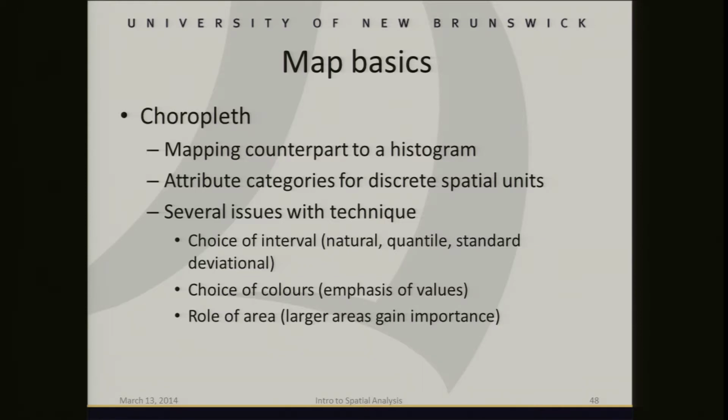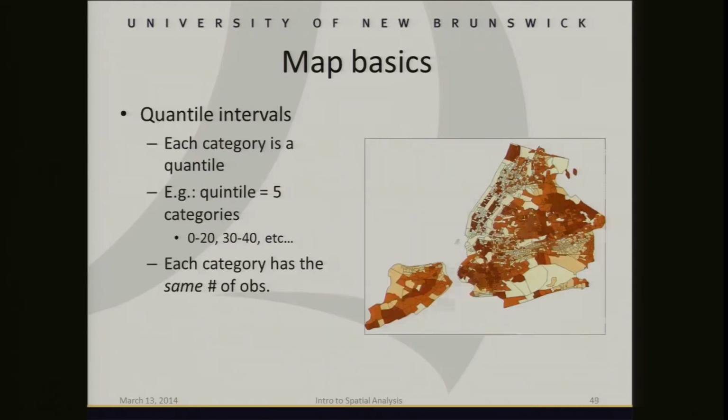Choropleth maps are one of the main types of maps that we see. It's the mapping equivalent to a histogram. Each attribute category has a discrete spatial unit. We can choose different types of intervals and colors. So a choropleth map looks like this.